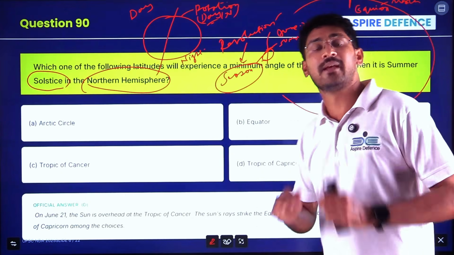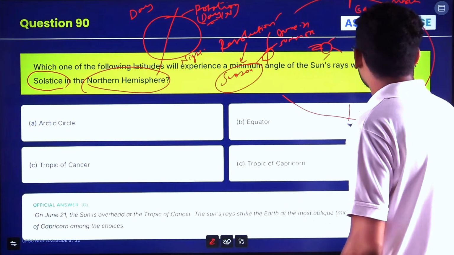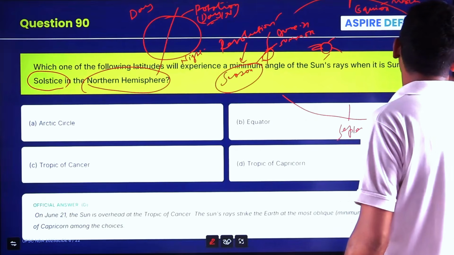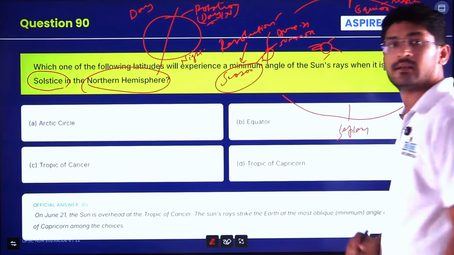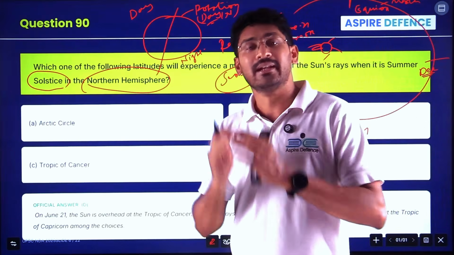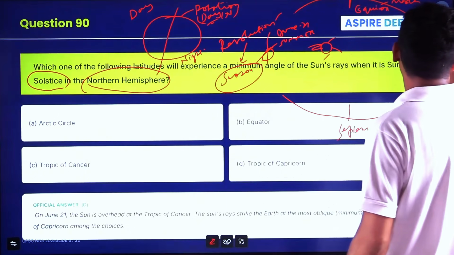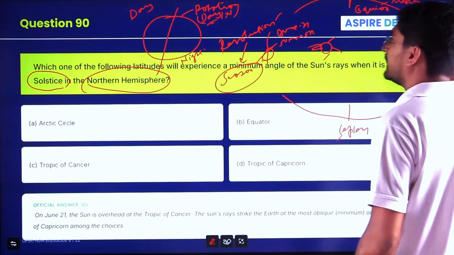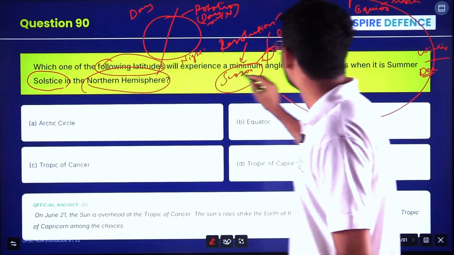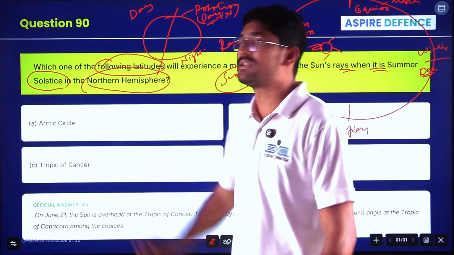That is, the northern hemisphere gets the maximum light. Again, in September you have the equinox, and in December you have the winter solstice. That is, the northern hemisphere gets the least light and the southern hemisphere will get the summer light. Here the question asked is which one of the following latitudes will experience a minimum angle of the sun rays when it's summer solstice in the northern hemisphere.